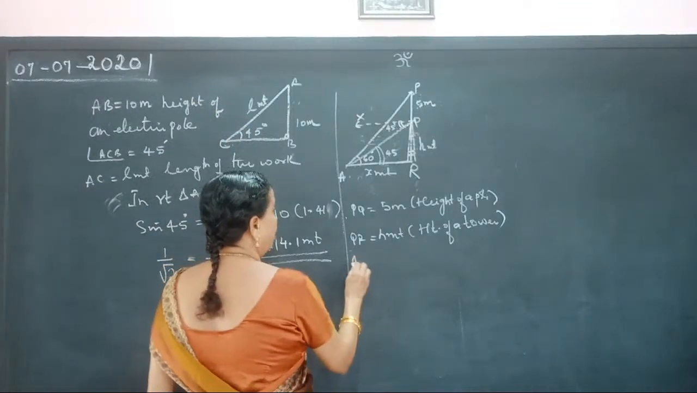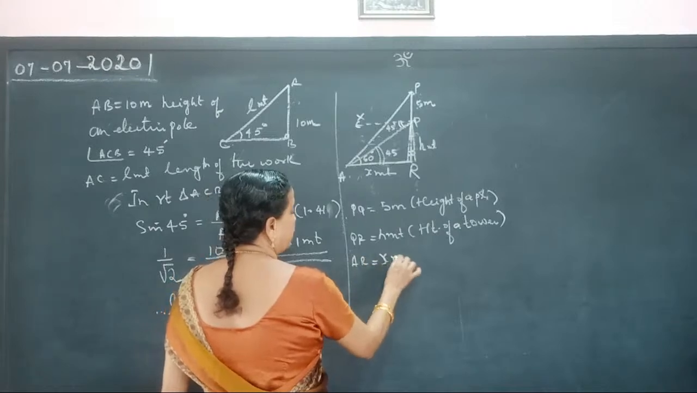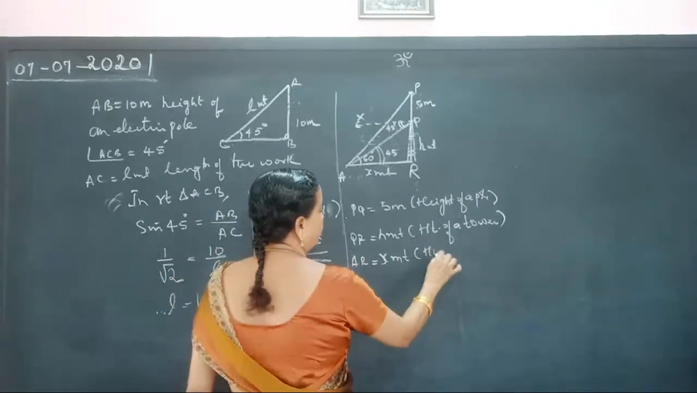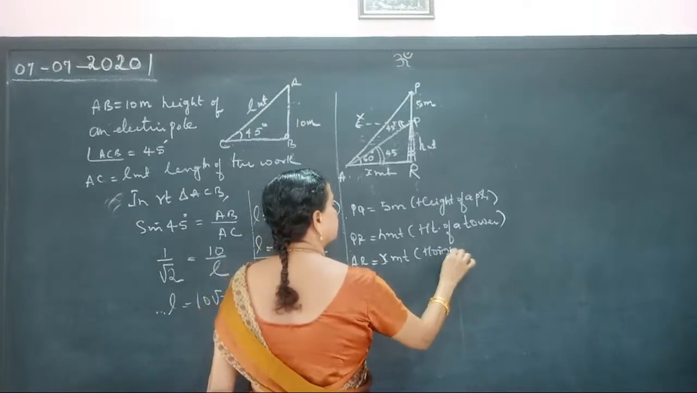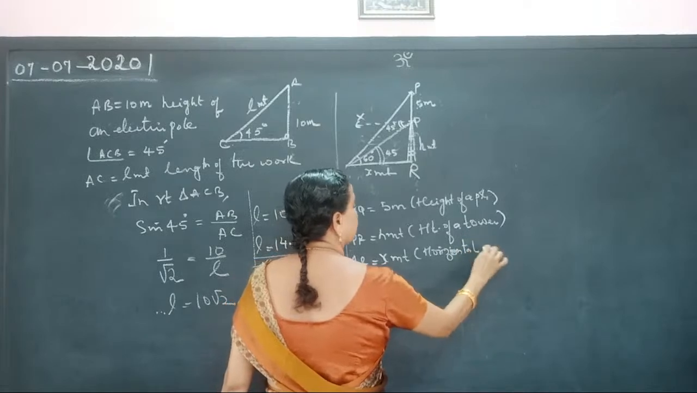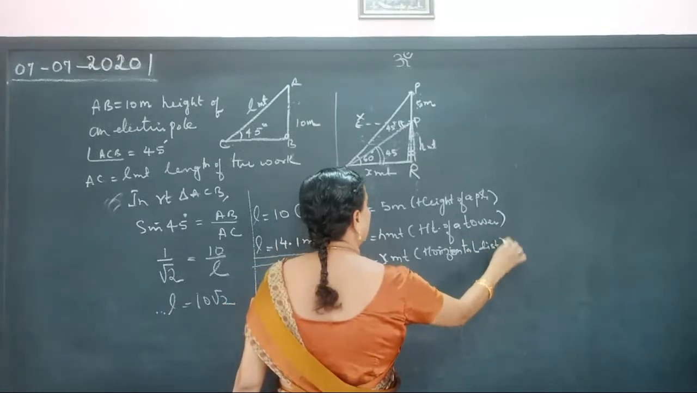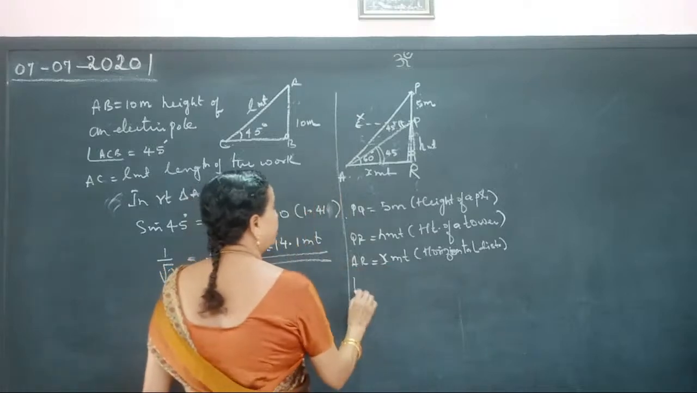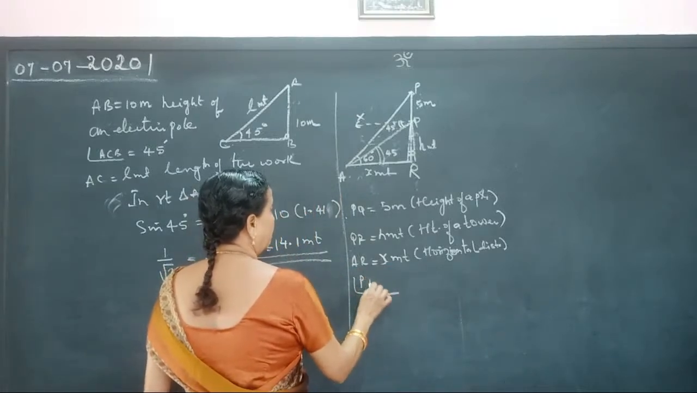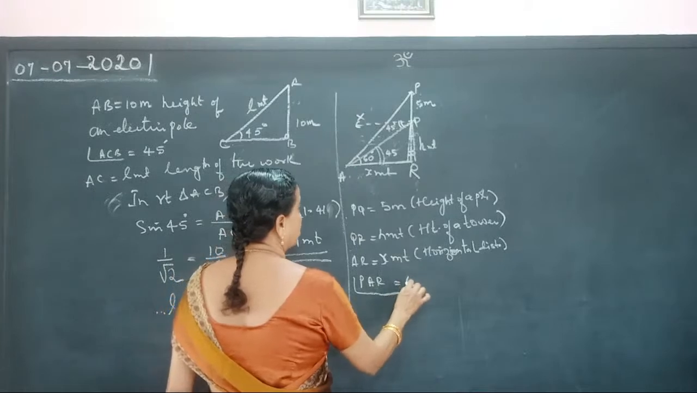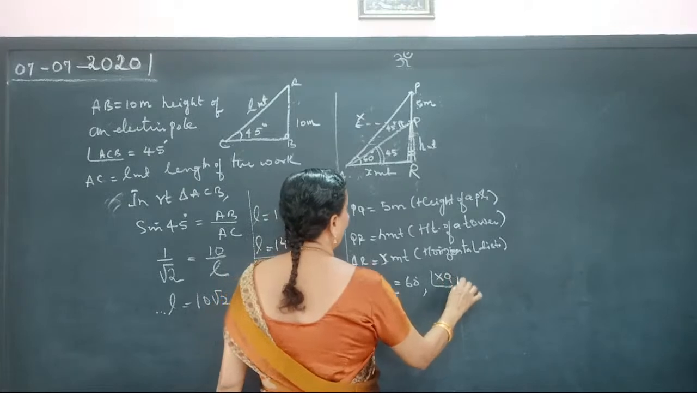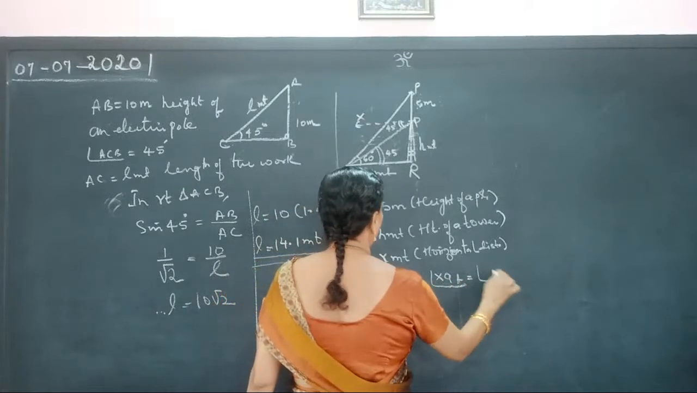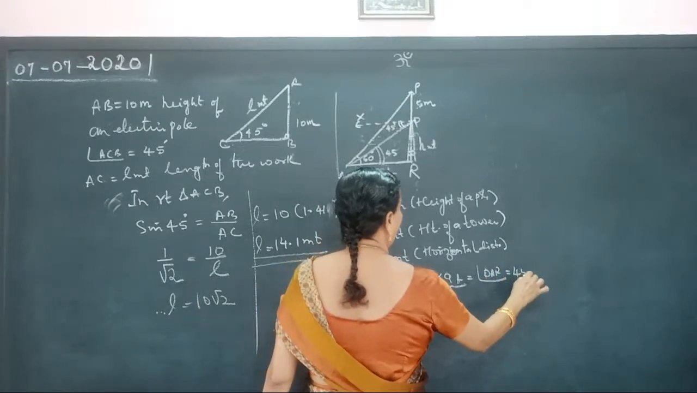Then AR equals x meter, horizontal distance. And take elevation. Angle PAR equals 60 degree. Angle XQA equals angle QAR equals 45 degree.